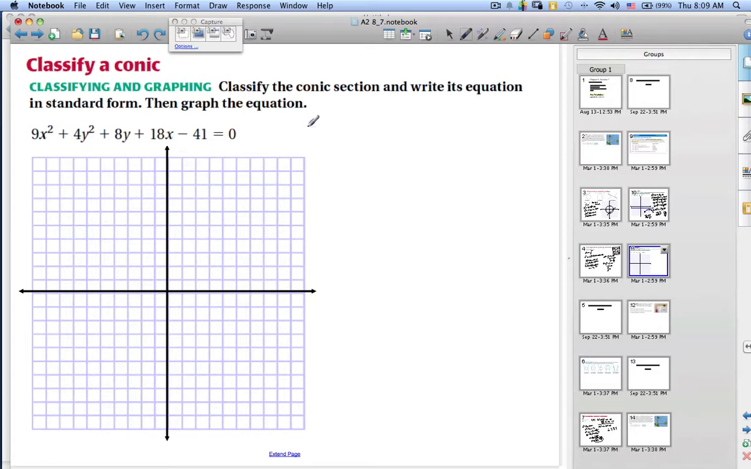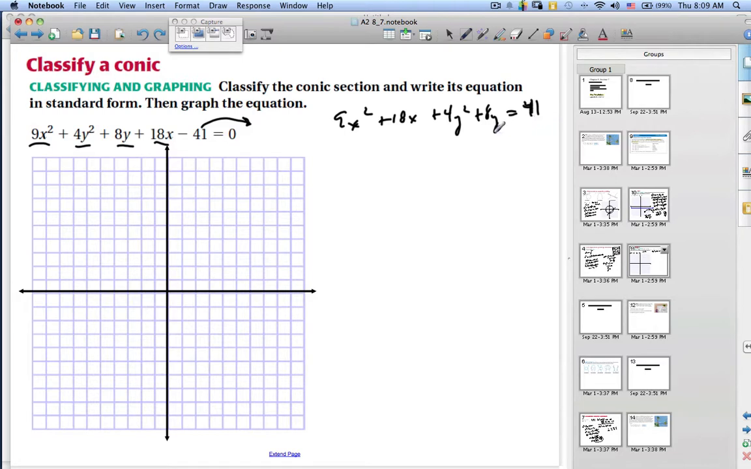So what I want to do is put my x's together. So I'll have 9x squared plus 18x. And I want to put my y's together, so I'll have plus 4y squared plus 8y. And I want to put the constant over to the other side, equals 41.